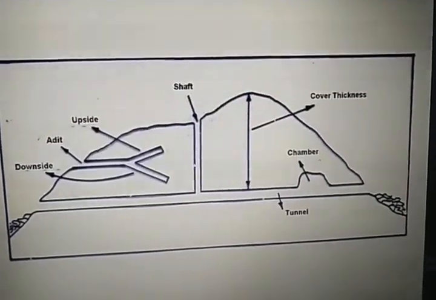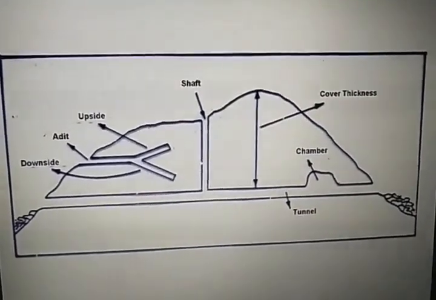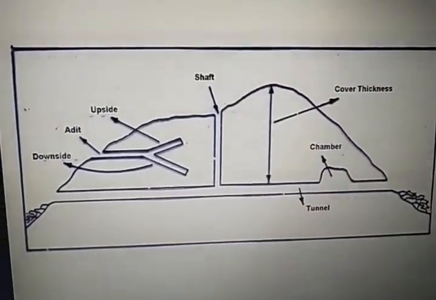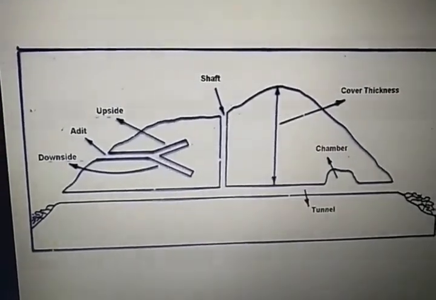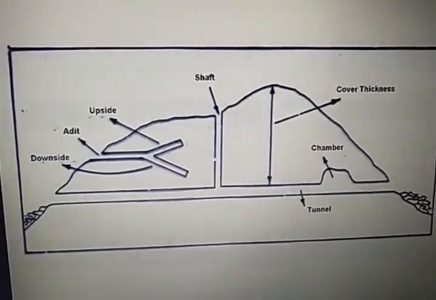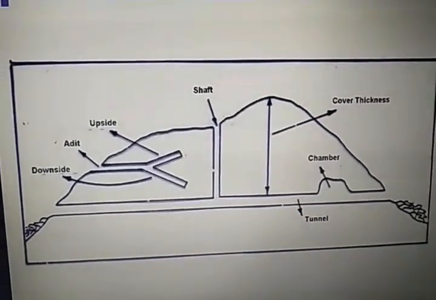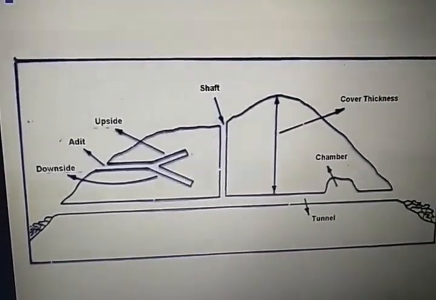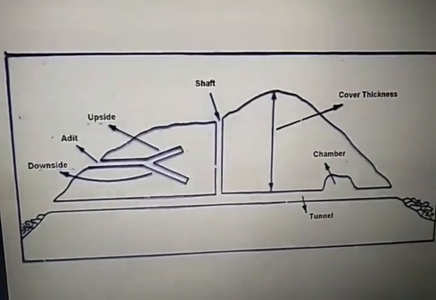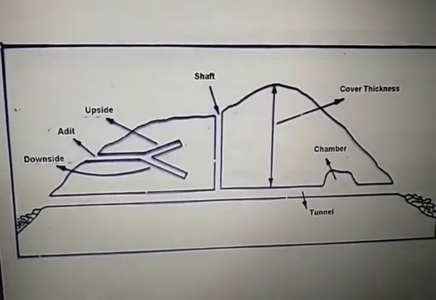So this is the diagrammatic representation of the tunnel. Upside, downside, the tunnel portion is shown, the shaft portion is there, and the adit portion is there. The adit portion is the passage for drainage. The total hilly area is shown in the figure. This is the typical cross section of the tunnel.